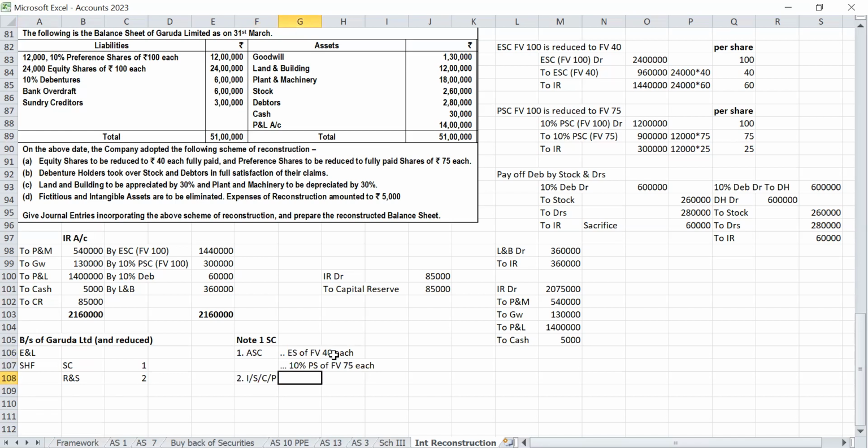How many equity shares? 24,000 equity shares, face value 40. 12,000, 10% preference shares of face value 75. So 24,000 into 40, 12,000 into 75, so total 18,60,000, sir.